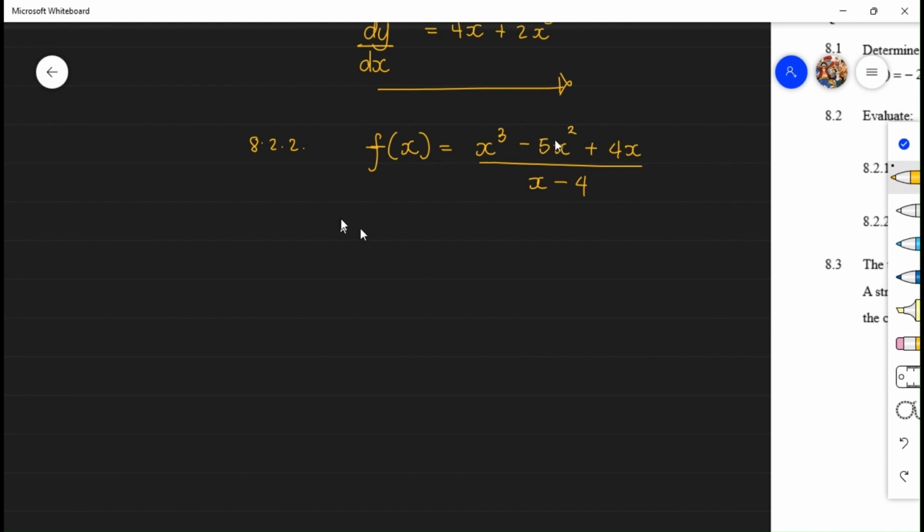So first of all, we're going to bring down f of x. We are not going to introduce f prime of x as yet. Reason being that we have not yet derived.